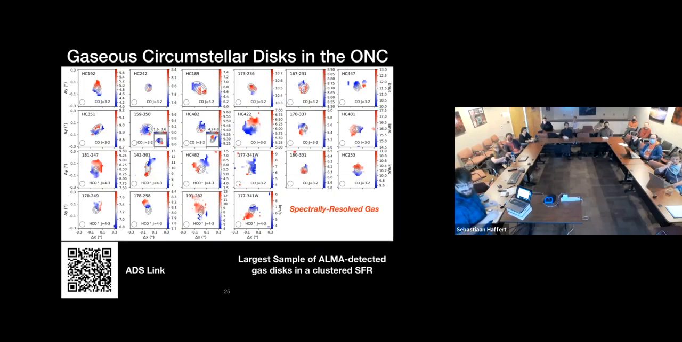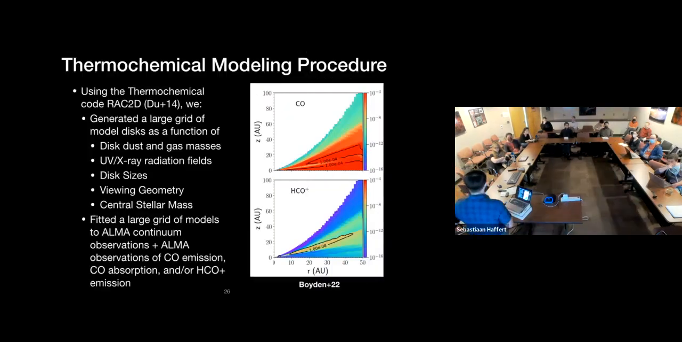And I just want to emphasize that this is currently the largest sample of ALMA detected gas disks in a clustered star forming region. And so this data set and this sample in particular provides a great opportunity to examine how environment effects like external photoevaporation influence the molecular gas compositions of protoplanetary disks. And like I mentioned earlier, I was very interested in constraining the molecular gas masses and gas to dust ratios of this sample of ALMA detected gas disks.